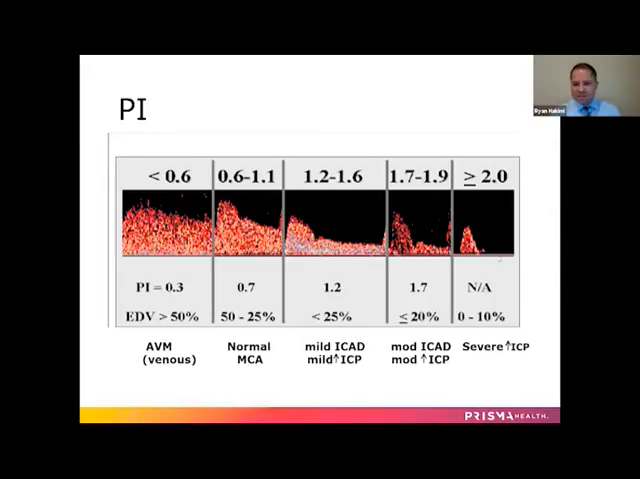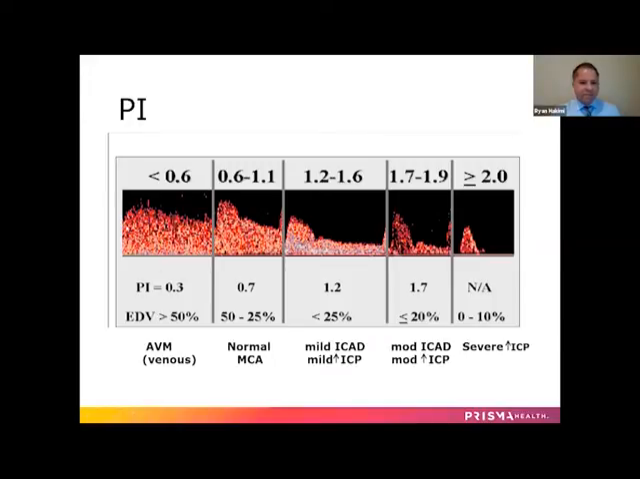And then this is a severe example where there's no cerebral blood flow in diastole, so the brain is completely dependent on the cardiac cycle to send any blood flow up. There's no consistent blood flow in diastole.